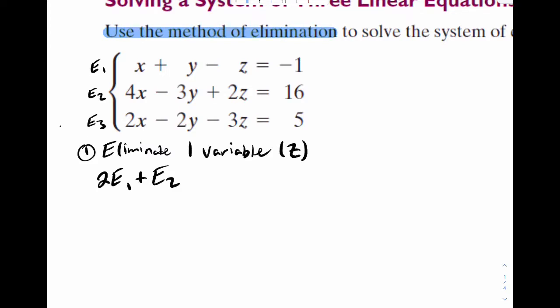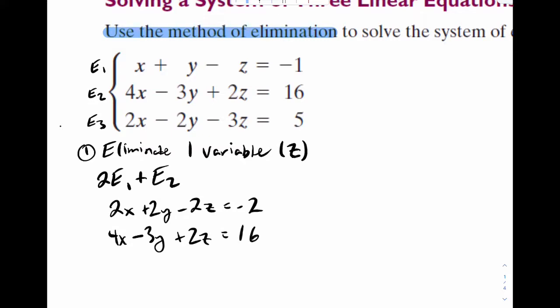Now, let's look at what that does. If I do 2 times E1, that means 2 times the entire first equation. That'd be 2x plus 2y minus 2z equals -2. And I leave E2 alone, because look what happens. E2 is just 4x minus 3y plus 2z equals 16. By leaving E2 alone, I'll notice that these will cancel when I add them.